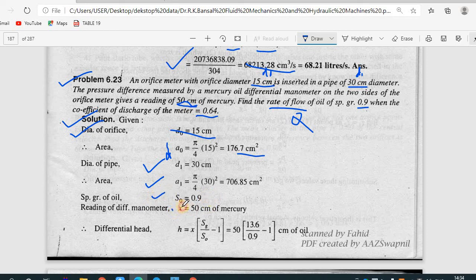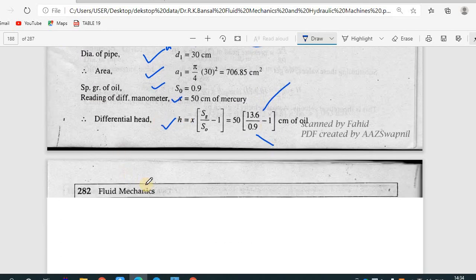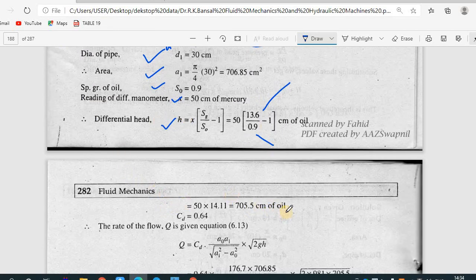We have got the value of X, which is 50 centimeters. So we can calculate the differential head H equals X into Sg by So minus 1. So X value we have got 50 centimeter. Sg, the heavier liquid is mercury 13.6, and the lighter liquid is your oil, minus 1. That will give you the difference of head. The difference of head in terms of oil is 705.5 centimeter of oil. Cd value is 0.64.